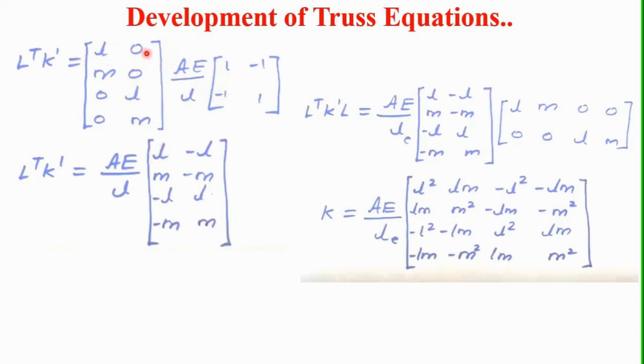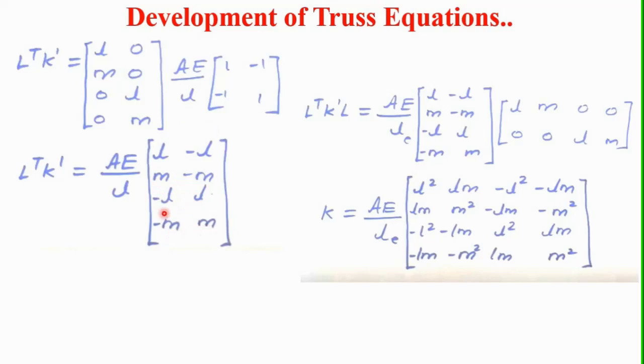Okay, now in the second term, l into minus 1 is minus l, plus 0 into 1 is 0, so therefore it is minus l here. Similarly, by multiplying all these elements, we will get this l transpose into k dash matrix equals AE by LE into this matrix: l, minus l, m, minus m, minus l, l, minus m, m.